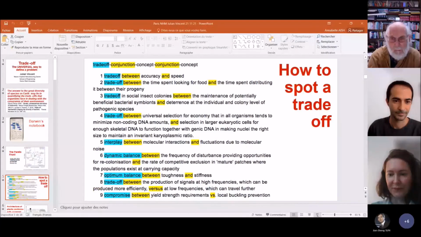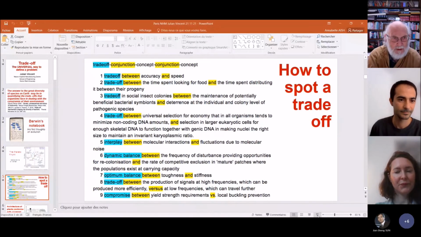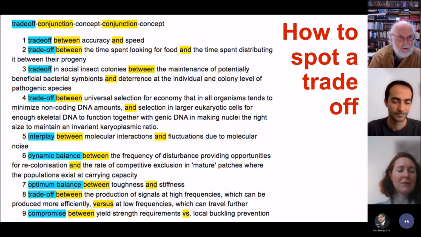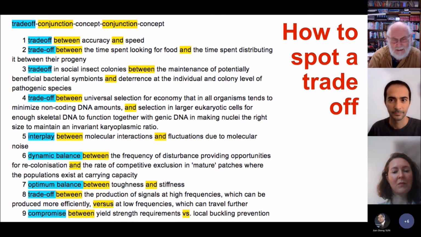Because there I've got some examples of what you actually find in a text. Here we go. Okay, great stuff. Good, thank you. So often you find that it's simply stated as a trade-off between something and something else. A dynamic balance between something and something else, optimum balance, sometimes negative relationship. And a large part of the time, I think sort of 60% of the time, you're going to find something like this early on in the paper. It'll at least say trade-off.